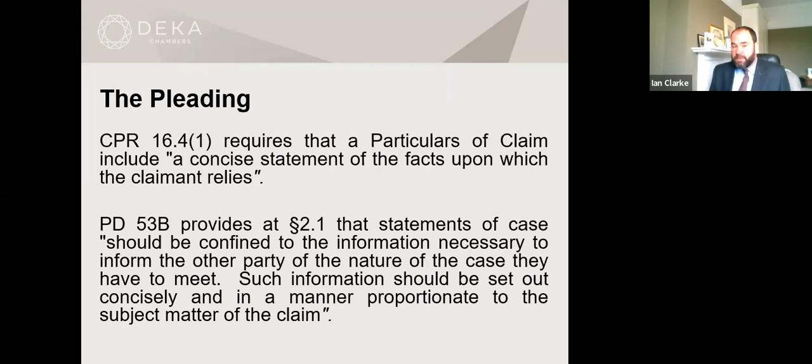There are some specific provisions, though, in relation to data claims, which bear some consideration. So the practice direction at 53B provides, at paragraph 2.1, that statements of case should be confined to the information necessary to inform the other party of the nature of the case they have to meet. Such information should be set out concisely and in a manner proportionate to the subject matter of the claims. Now, as someone who reads a lot of these pleadings, I think it's fair to say that it's not always the case that pleadings are concise. They are very often the very opposite of concise.